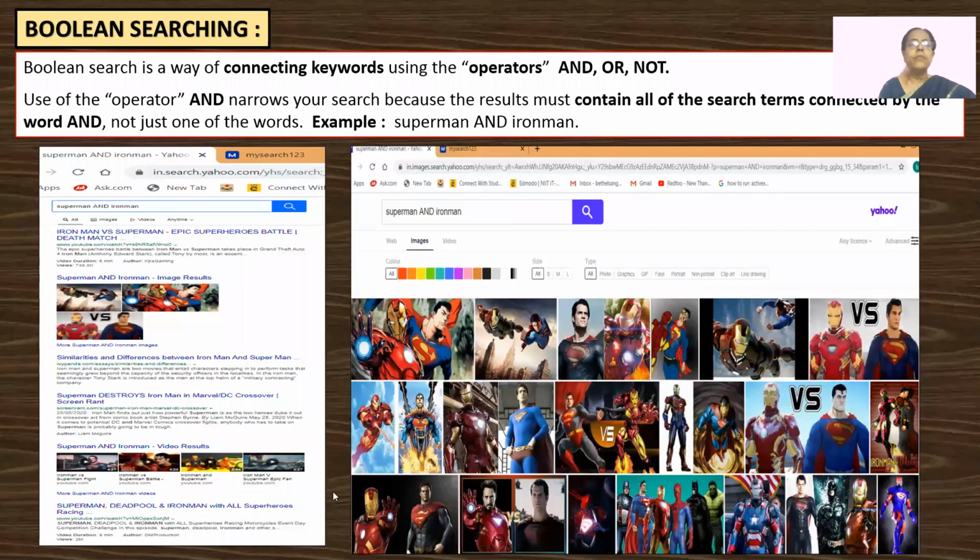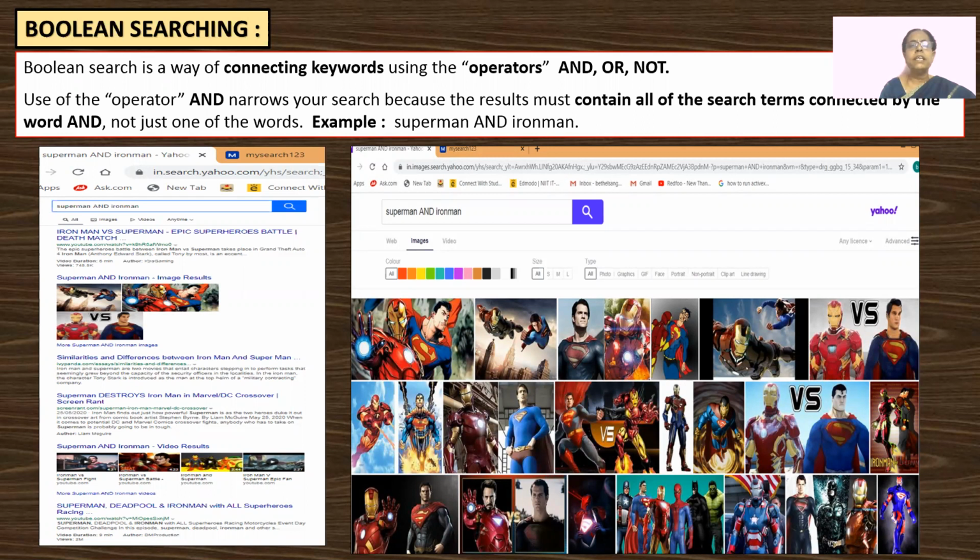Now you have Boolean search. Boolean searches are nothing but logical searches, which say true or false, yes or no, and so on. Boolean search is a way of connecting keywords using operators. What are the operators in Boolean search? You already know: and, or, and not. Using the operator and narrows your search, because the results contain all the search terms that you are looking for with the word and.